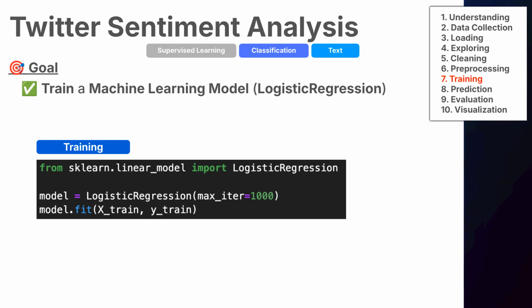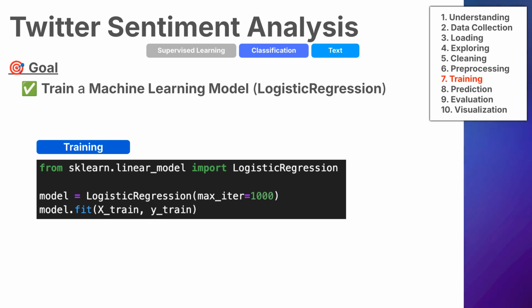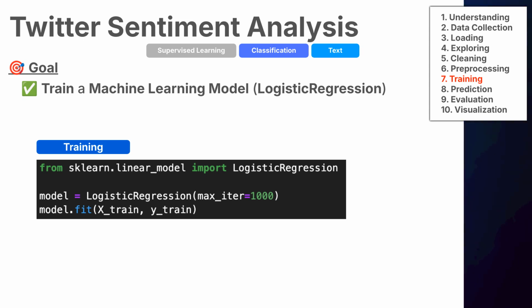The model is now trained and ready to make predictions on unseen data. It can classify new tweets into positive, negative, or neutral based on their content.